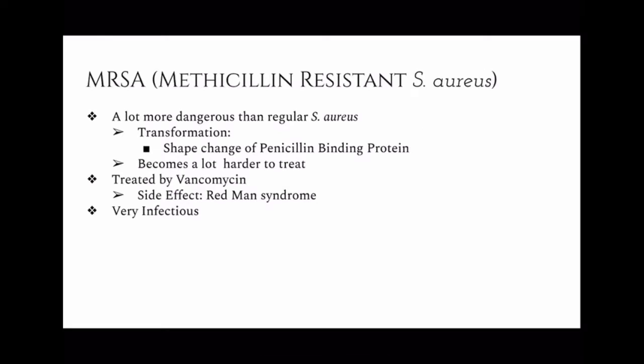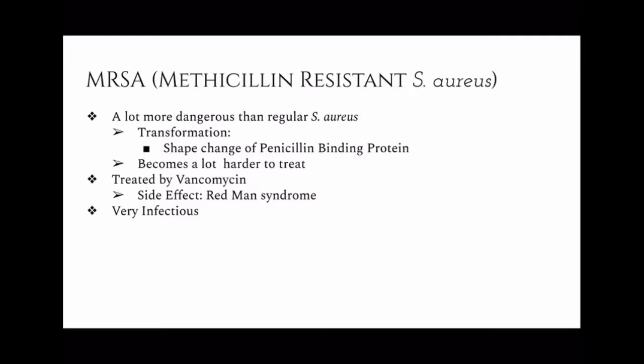Another thing that is associated with Staphylococcus aureus is MRSA, which is methicillin-resistant S. aureus. It is a much more dangerous strain than regular Staphylococcus aureus. MRSA comes from regular Staphylococcus aureus when there is a shape change of penicillin-binding protein. This becomes a lot harder to treat because it becomes resistant to a lot of the antibiotics that work with regular Staphylococcus aureus. However, MRSA can be treated with vancomycin.